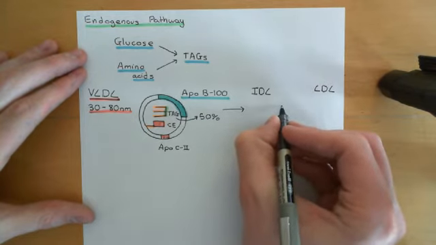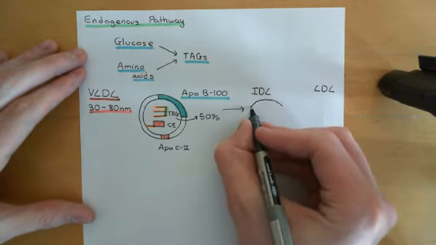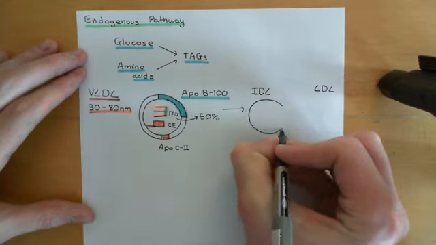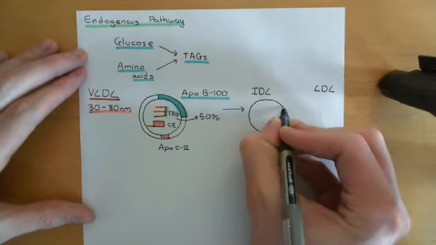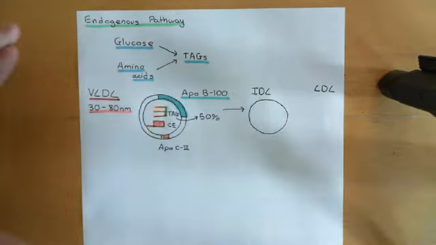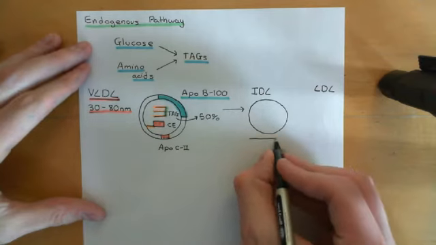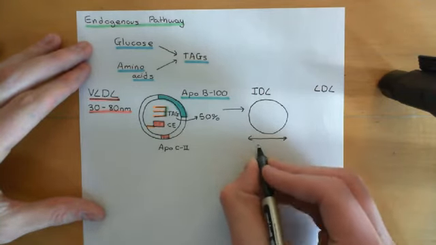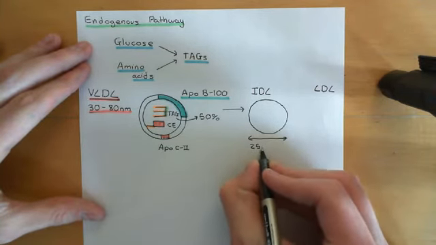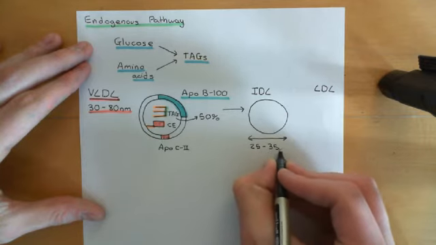Right, so let me distinguish between IDL and LDL. IDL is smaller than VLDL. Remember, IDL stands for intermediate density lipoprotein. The diameter of IDL particles is between 25 and 35 nanometers, so smaller than the VLDL particles. So this diameter is now 25 to 35 nanometers.